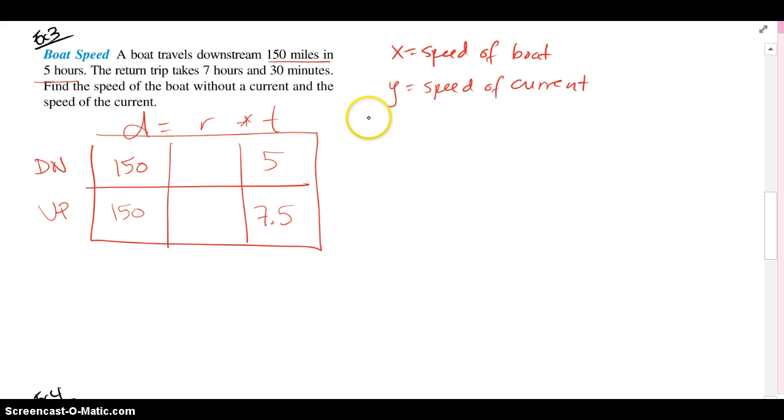So when the boat goes down, it's going faster because the current is helping it. So for the speed, we can either divide 5 into 150 and get a number and then work with our variables, or we can just go ahead and put them right here, right now. When it goes down, it goes faster, so the boat and the current help each other out. The speed actually is faster by y miles per hour.